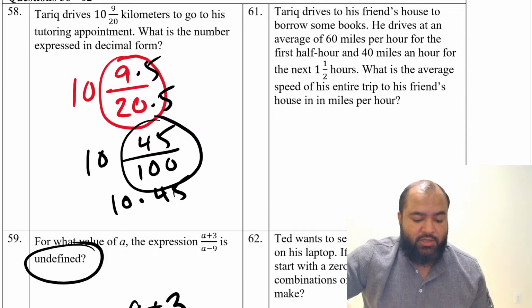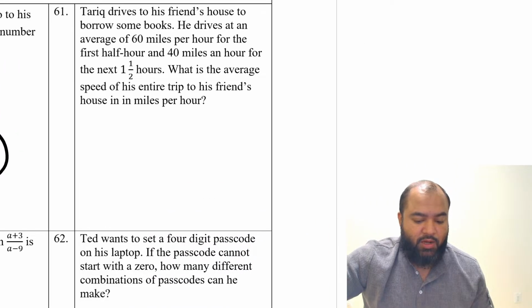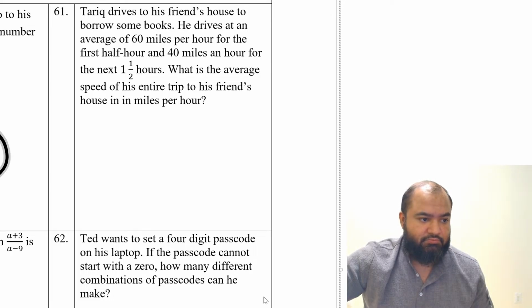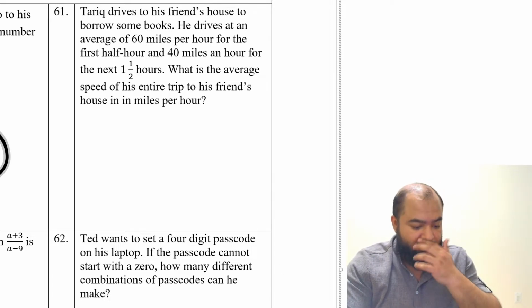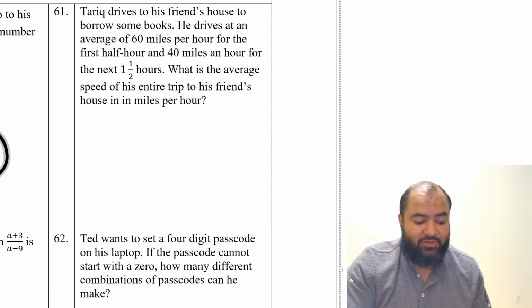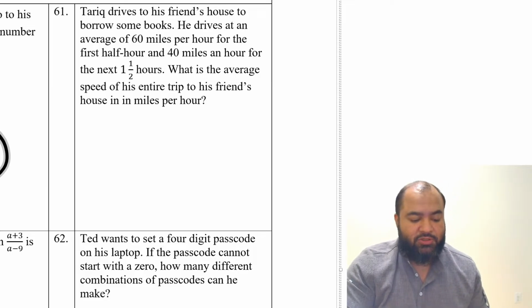All right, question number 61. It says Tariq drives to his friend's house to borrow some books. He drives at an average of 60 miles per hour for the first half hour and 40 miles an hour for the next 1.5 hours. What is the average speed of his entire trip to his friend's house in miles per hour?